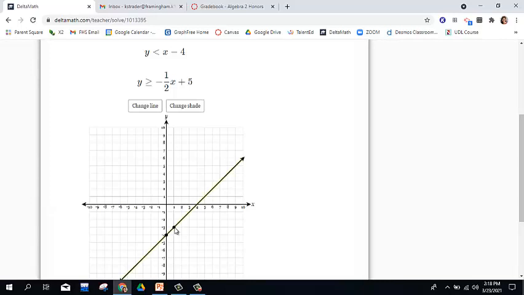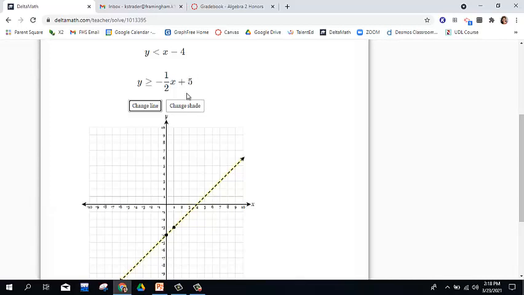Now we're given the option to change the line from a solid to a dashed line. And that's exactly what we should do because look at this inequality symbol. It doesn't include the equal sign. So I'm going to click change line, and now it is a dashed line. Perfect. Now we need to work on the second line.